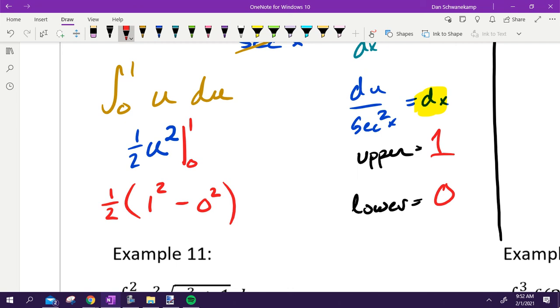1 squared is 1, minus 0 is 0. 1/2 times 1, my answer is 1/2.